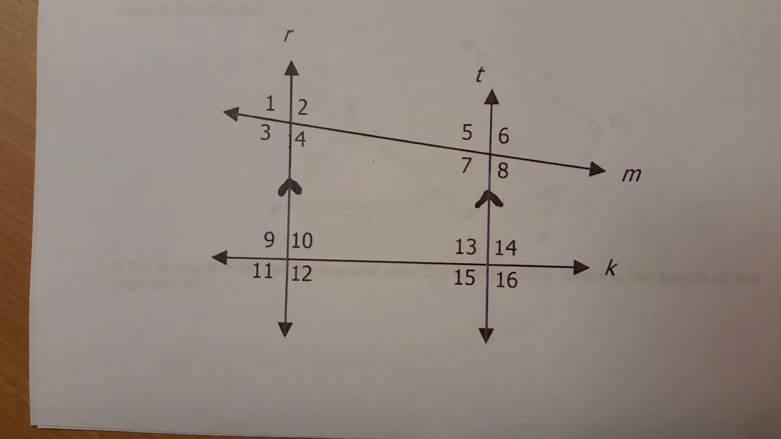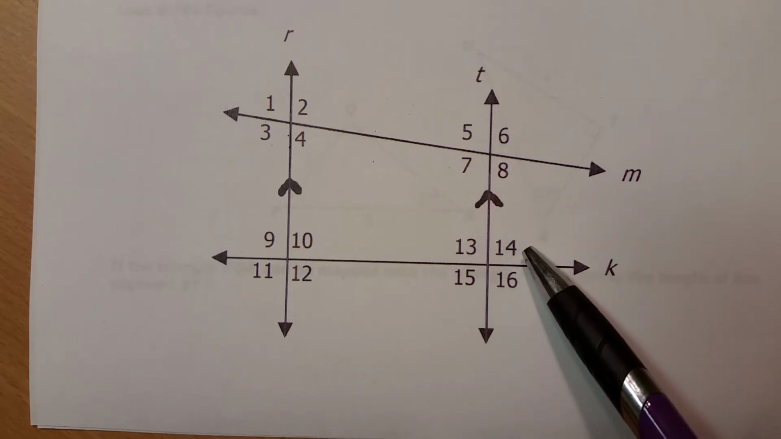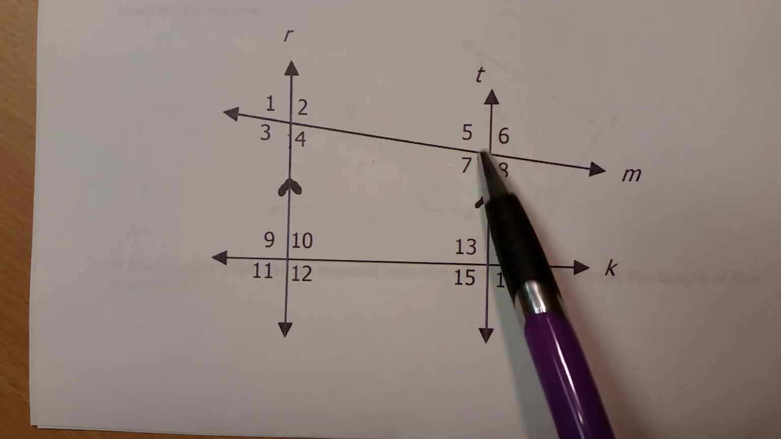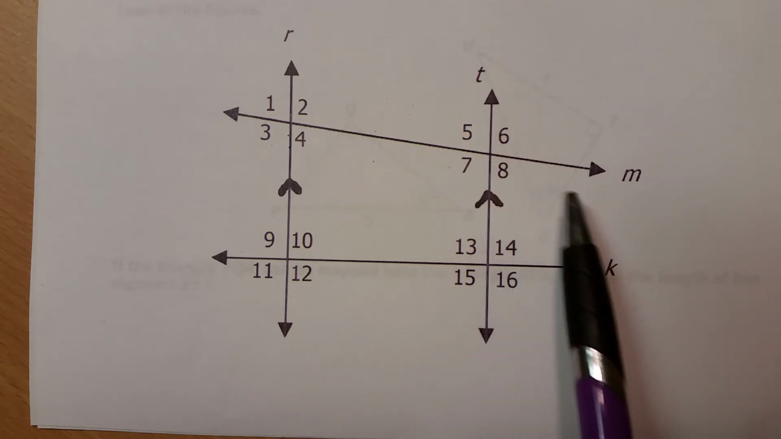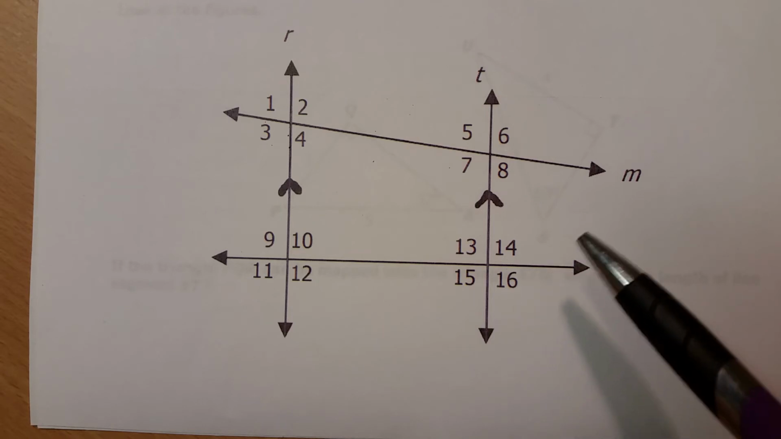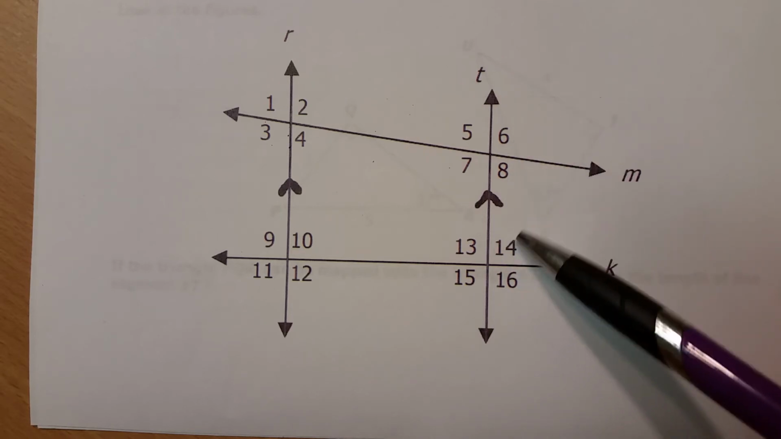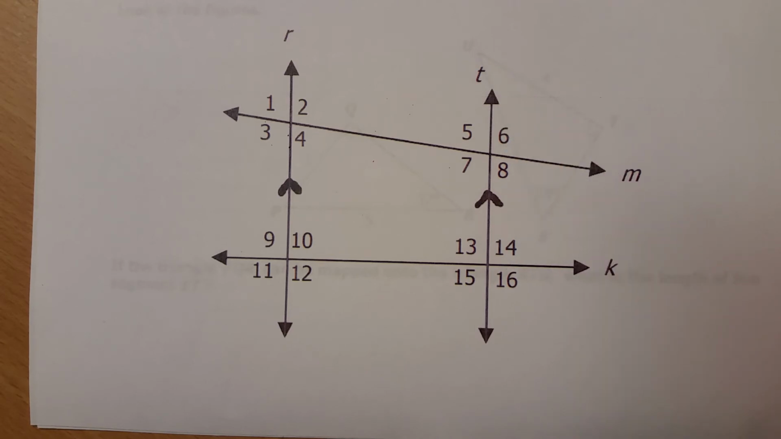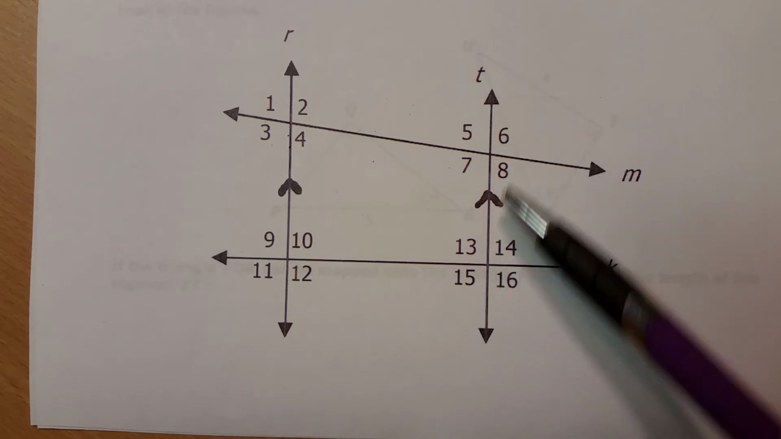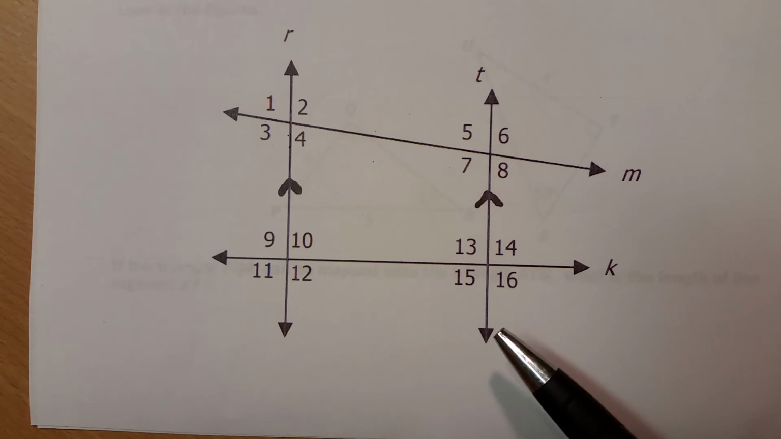How about angles 6 and 14? 6 and 14. Well, they use T as a transversal. They're on the same side, and since they're both above, one's inside and one's outside, but they're both above their lines, so if one was shifted up or down, they would overlap, so they are corresponding angles.